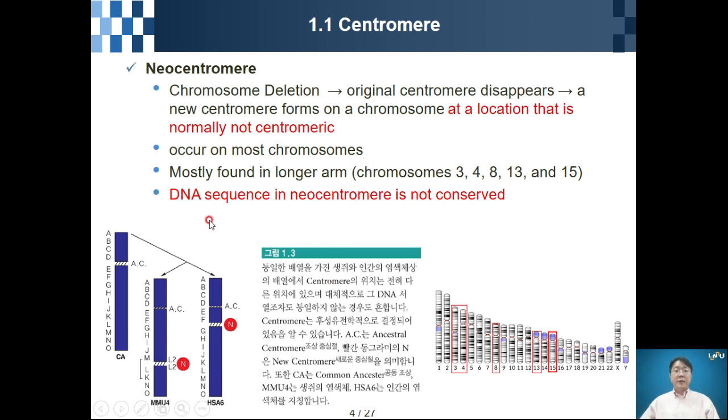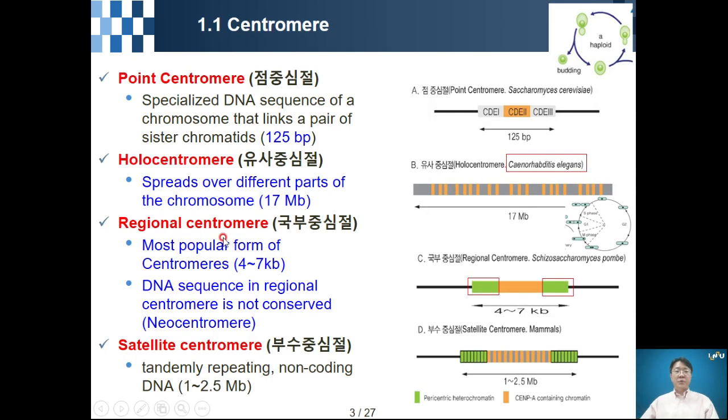That's why the DNA sequence in the neocentromere is not conserved. Usually the centromere region DNA sequence is very conserved, but in the newly formed neocentromere region, the DNA sequence is not conserved. That's why we call it the neocentromere. This neocentromere is only observed in the original centromere. Okay.